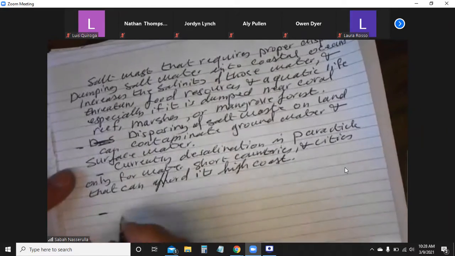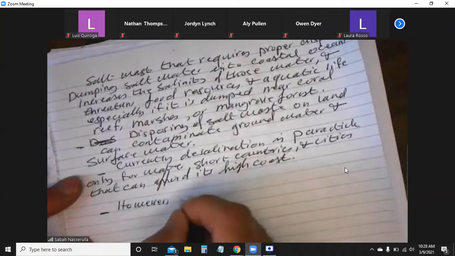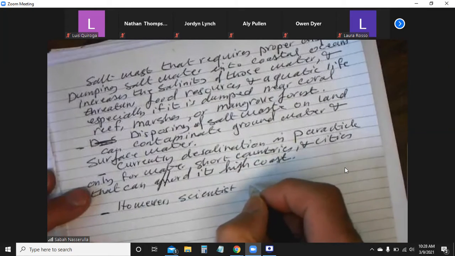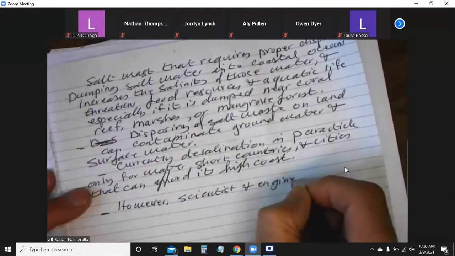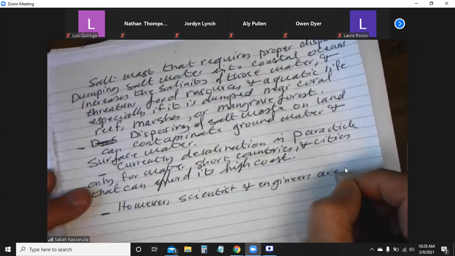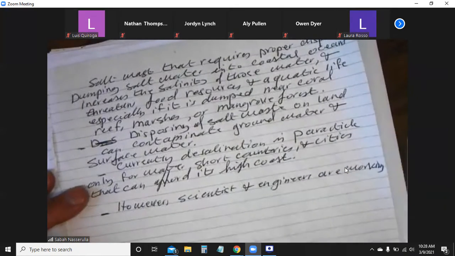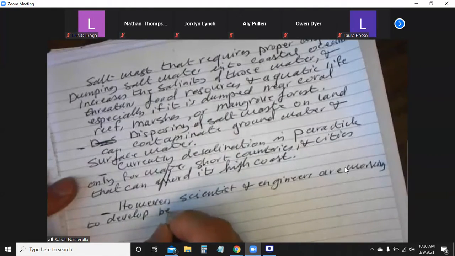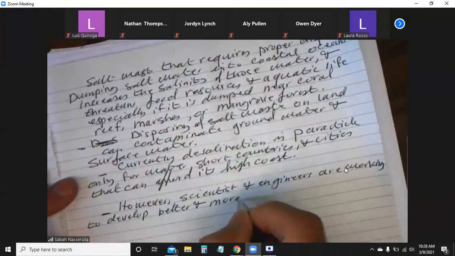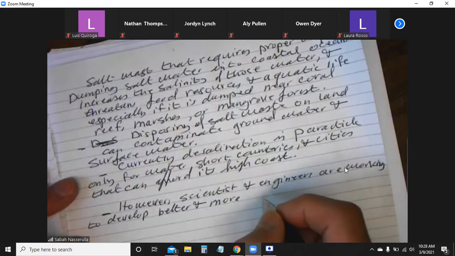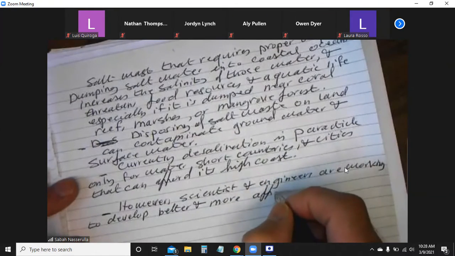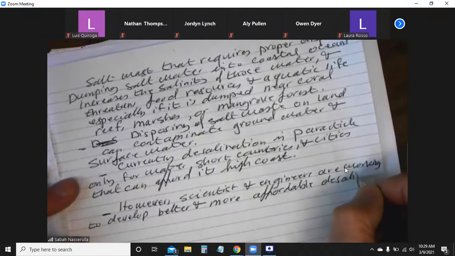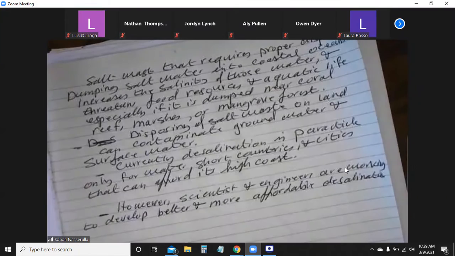To make this point, however, scientists and engineers are working to develop better and more affordable desalination technologies.